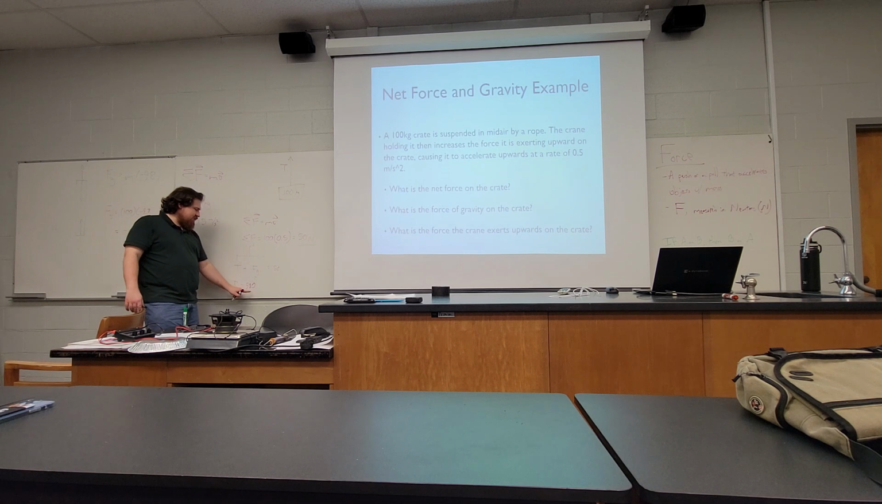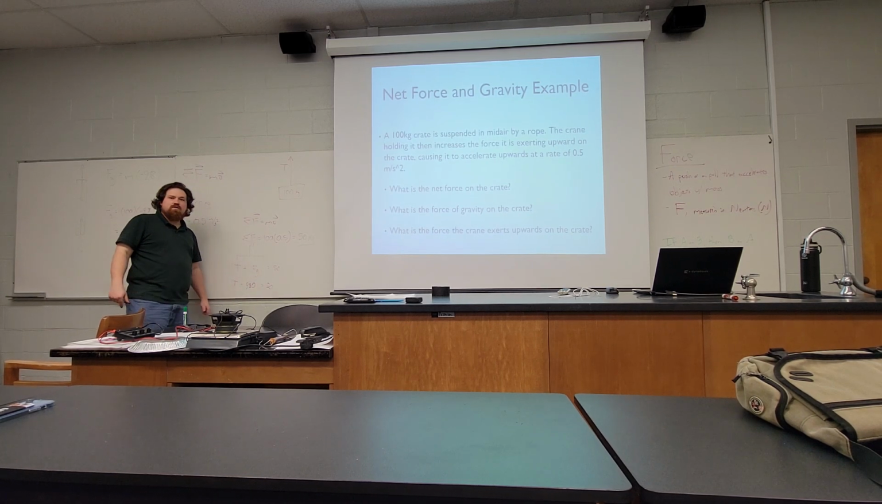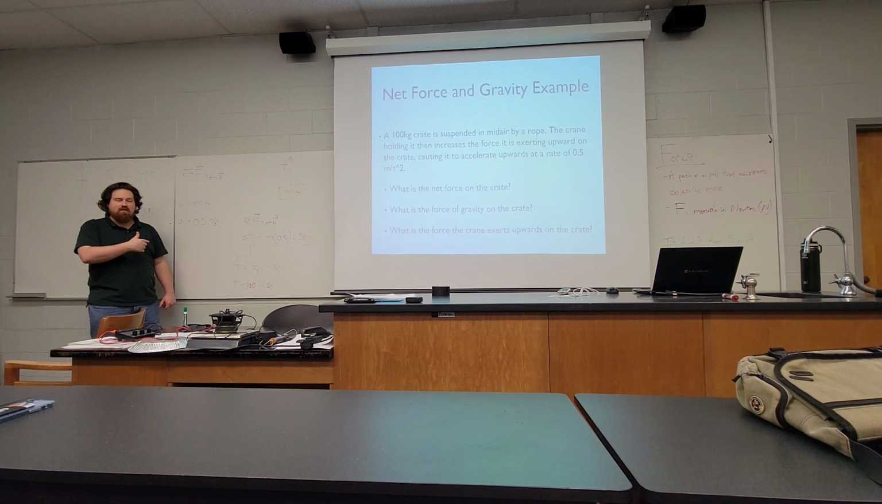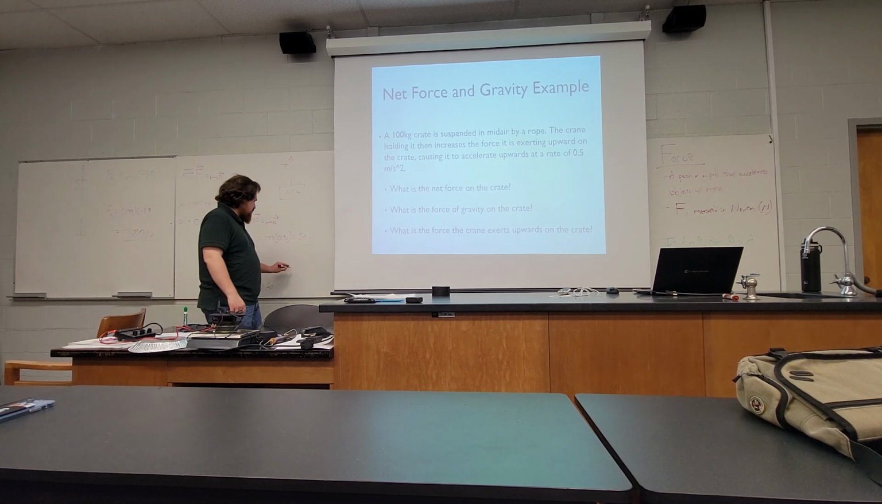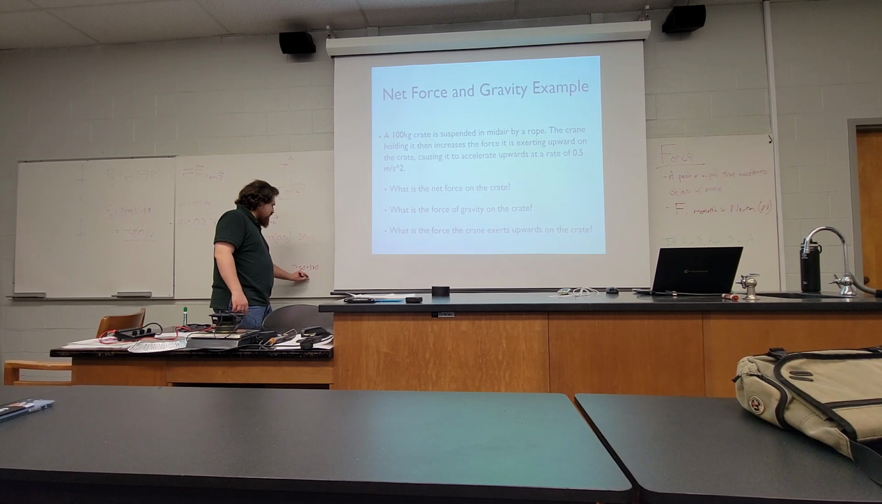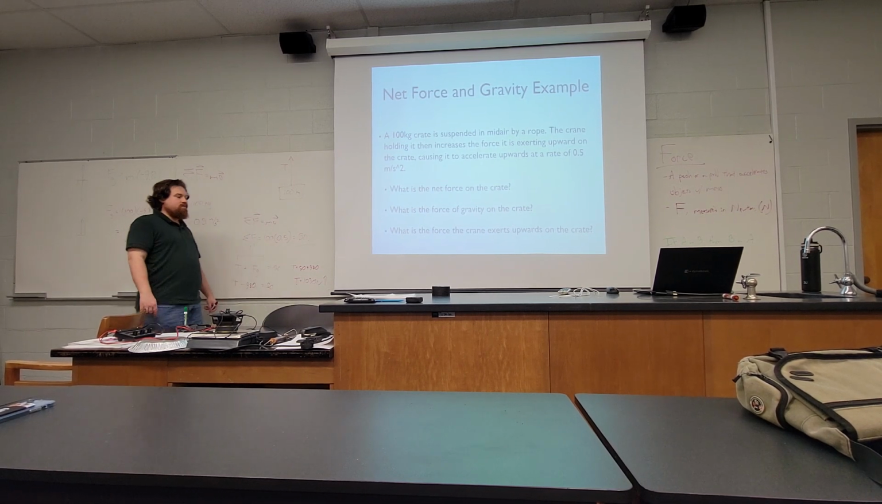So T minus 980, this is the sum of tension up and gravity down. They add together to become that 50 newtons upwards. So if we solve for T, we would have to add positive 980 to both sides, which would give us T equals 50 plus 980. And that is where 1030 comes from.